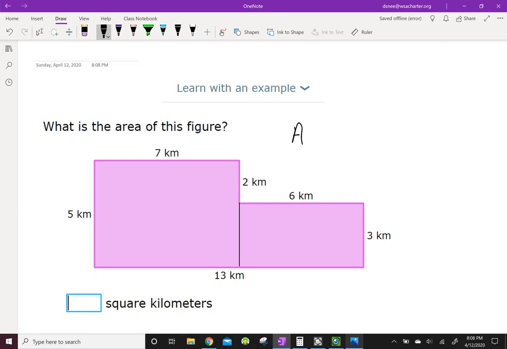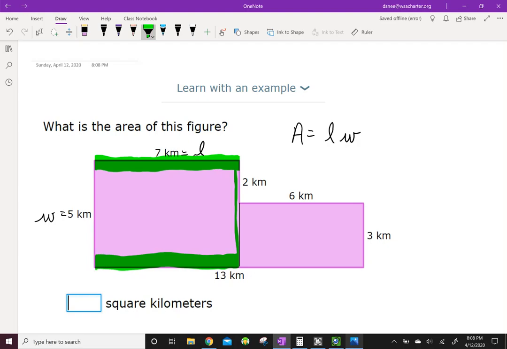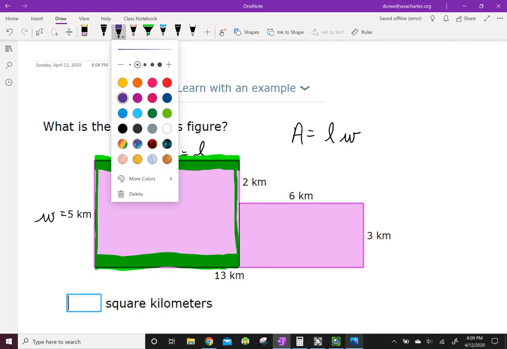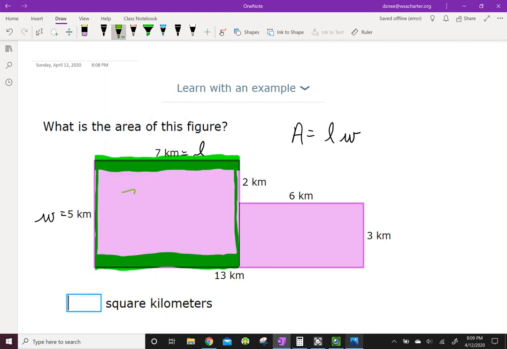Okay, I've got area equals length times width. I'm going to call this right here the length, and this right here the width of this rectangle right here. This rectangle right here is, we said, 7 by 5. 7 times 5, which equals 35 kilometers squared.